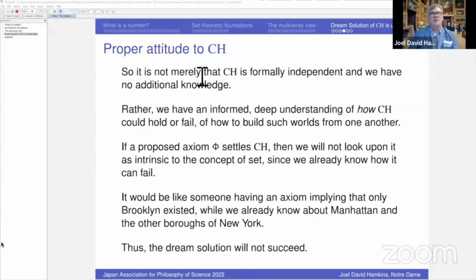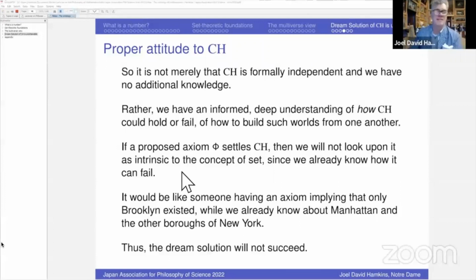So it's not just that the continuum hypothesis is formally independent and we have no additional knowledge, but rather we have an extremely informed, deep understanding of how it could be that this continuum hypothesis could be true or how it could fail. And we know how to build these worlds from one another. So if someone proposed an axiom that settled the continuum hypothesis, then we will not look upon it as intrinsic to the concept of set, since we already understand deeply how it could be the opposite.